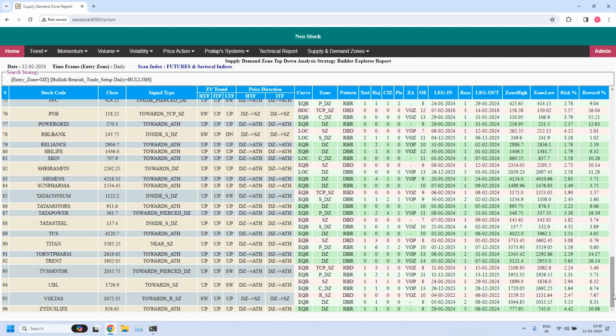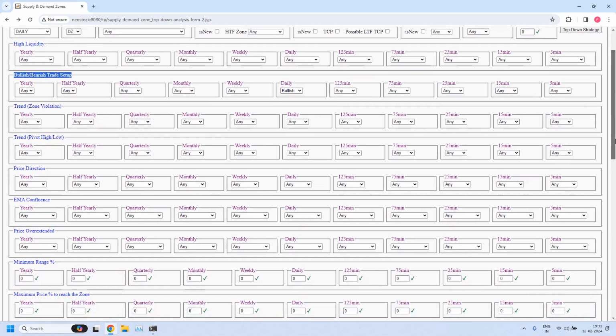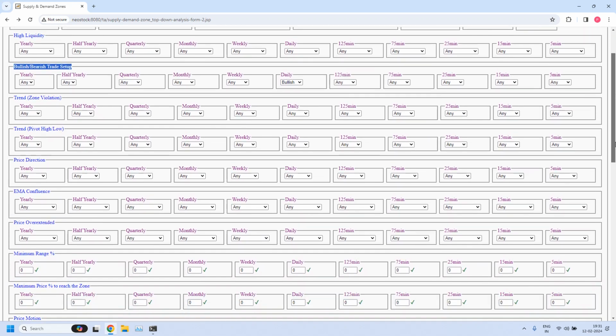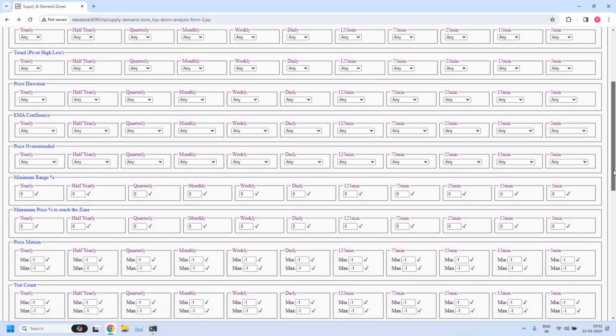Because it is impossible to study all these 96 stocks, let us try to filter the best stocks. The first filter I am going to apply, as we did in the previous reports, always we are looking for fresh zones. Our entry zone should be fresh. For that we have a parameter called test count. In the test count, you need to set on daily time frame the minimum value and maximum value as 0 and 0.